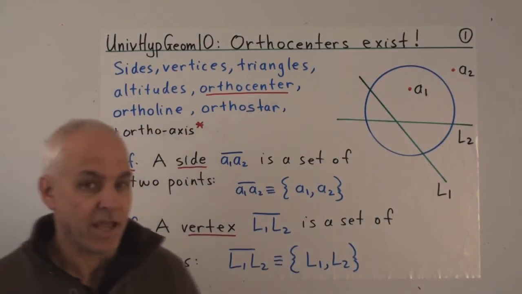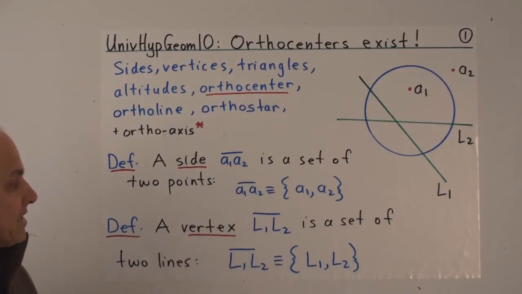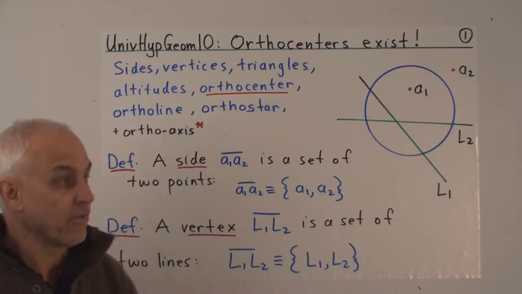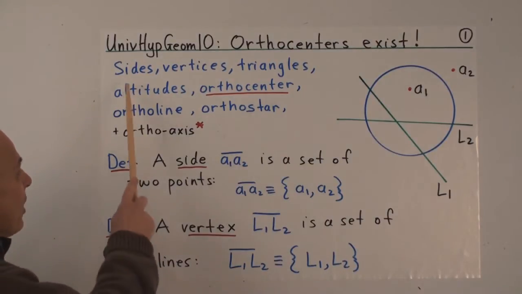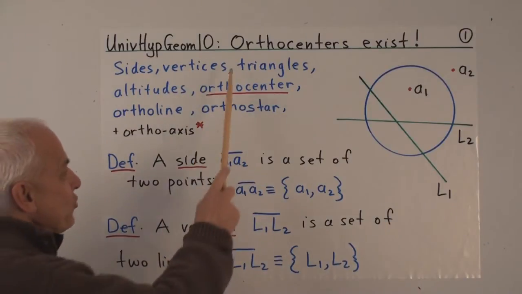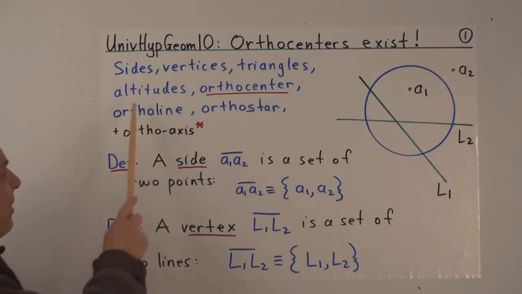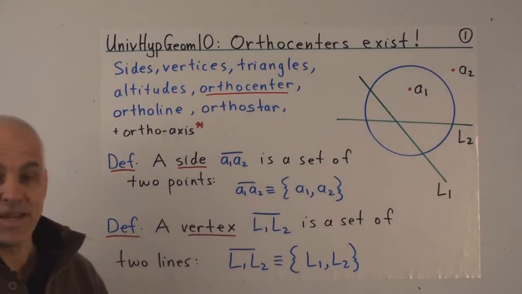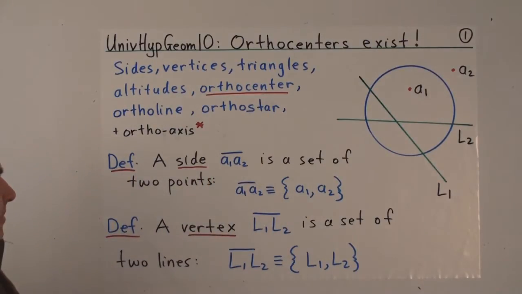So we're going to start out today by also introducing some very basic fundamental definitions that we're going to be carrying on throughout this course. So I'm going to tell you what a side is, what a vertex is, what a triangle is. We're going to define altitudes. Then we're going to talk about this orthocenter, which is where the three altitudes of a triangle meet.